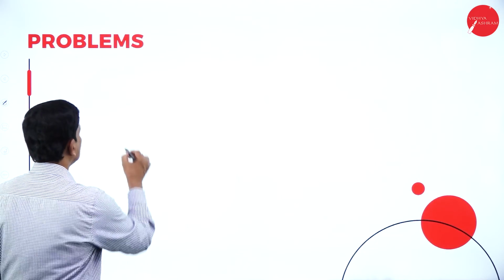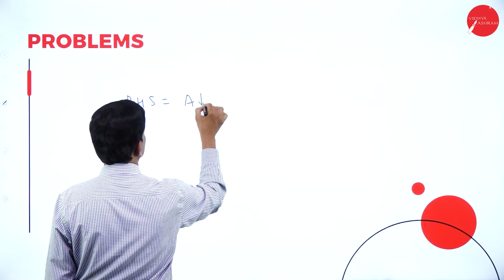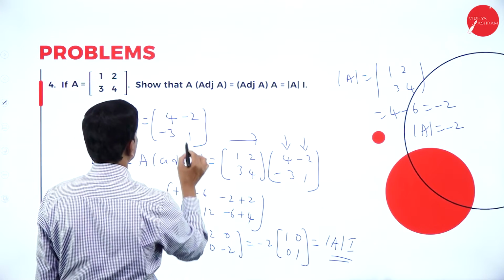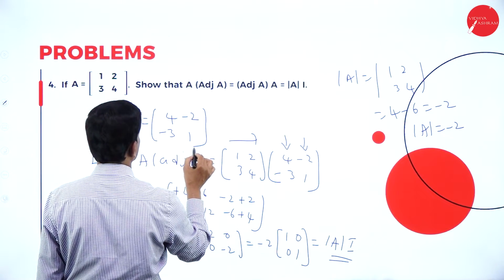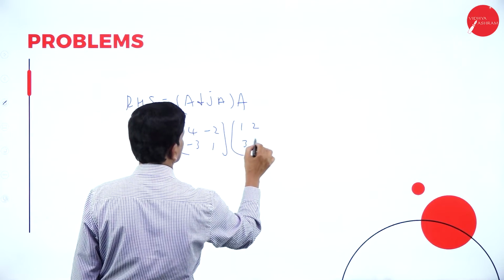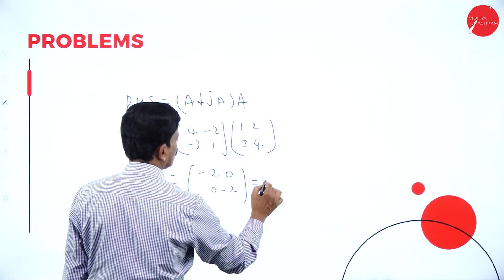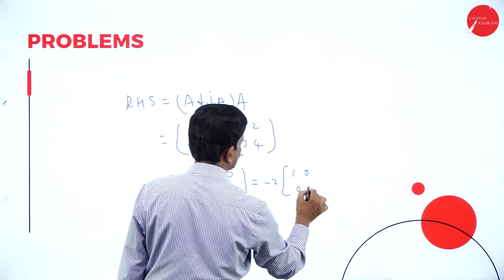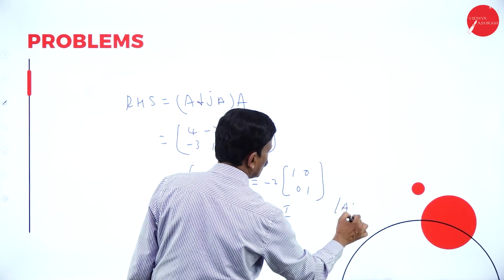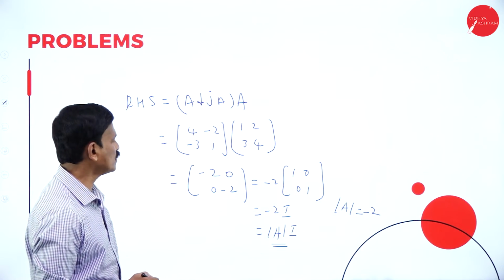Similarly, on the other hand, what is RHS? Adjoint of A into A. The adjoint of A is 4, minus 2, minus 3 and 1, and the matrix A is 1, 2, 3, 4. If you simplify, you will get minus 2, 0, 0, minus 2. This is again nothing but minus 2 into 1, 0, 0, 1. This is minus 2 into an identity matrix. What is this minus 2? The determinant of A is minus 2. So this is determinant of A into I.